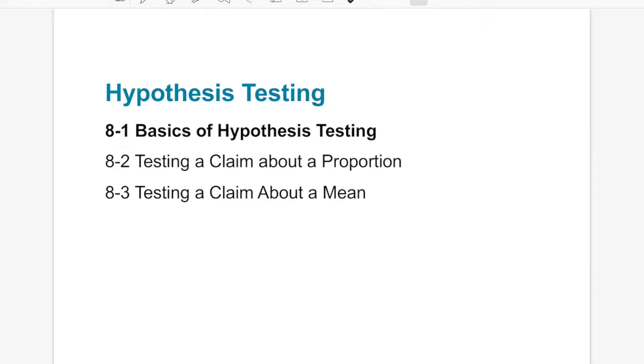Section 8.1 Basics of Hypothesis Testing.